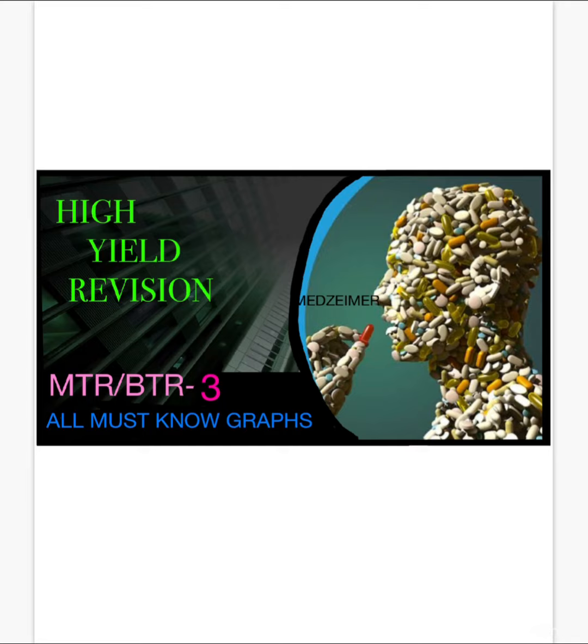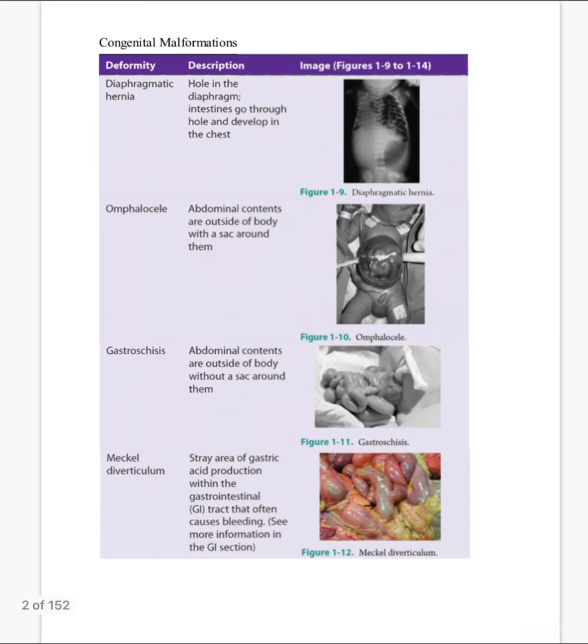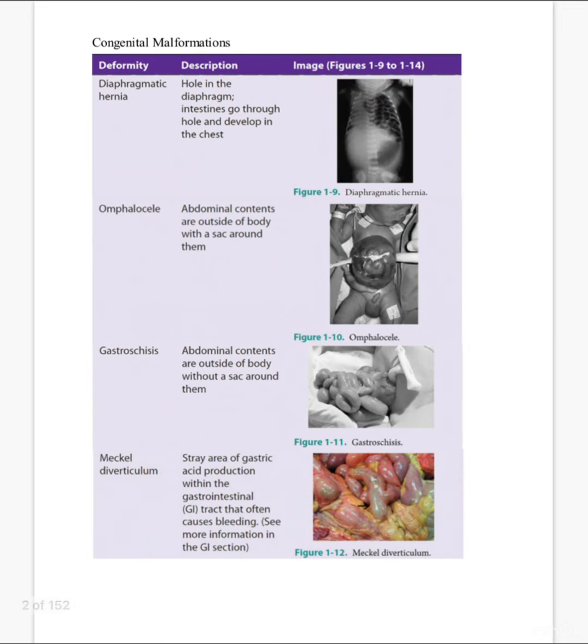So let's get started with the high yield revision part 3. First of all, we'll see a few of the images, guys. If you see this one, what do you see? Here you see the presence of the diaphragm has gone up. That is a congenital diaphragmatic hernia. So you have a hole in the diaphragm. As a result, the intestine has gone up.